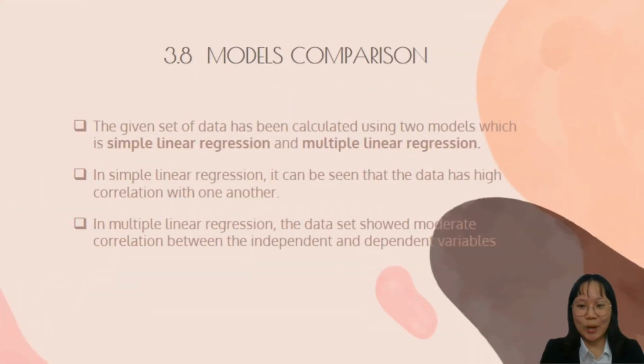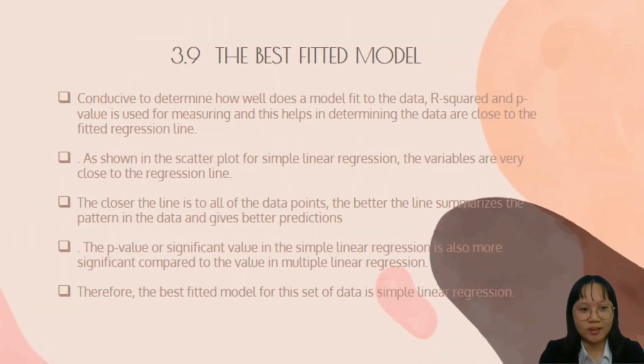I will now explain 3.8 models comparison and 3.9 the best fitted model. For 3.8 models comparison, the given set of data has been calculated using two models, which are simple linear regression and multiple linear regression. In simple linear regression, it can be seen that the data has high correlation with one another, while in multiple linear regression, the data set showed moderate correlation between the independent and dependent variables. For 3.9 the best fitted model, in order to determine how well a model fits the data, r squared and p-value are used for measuring this.